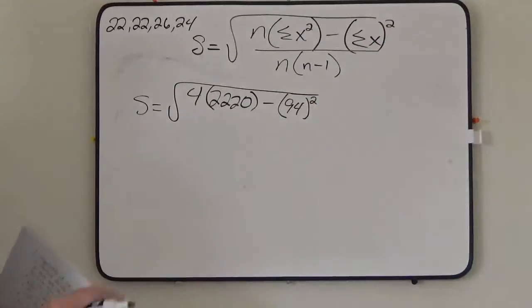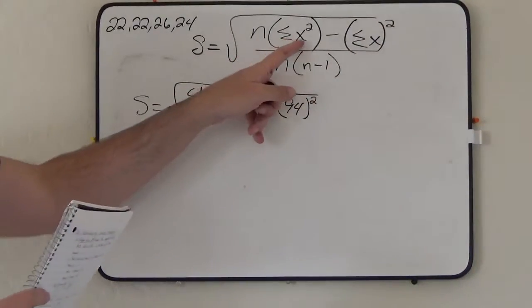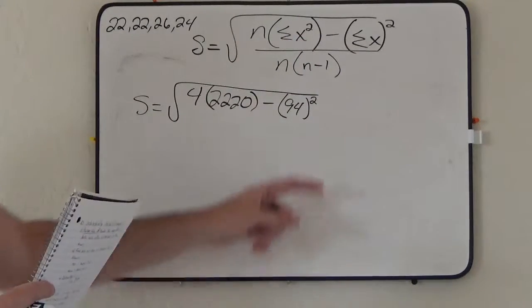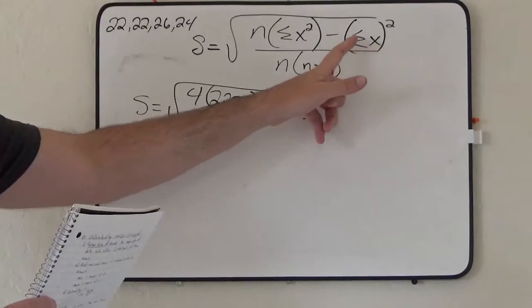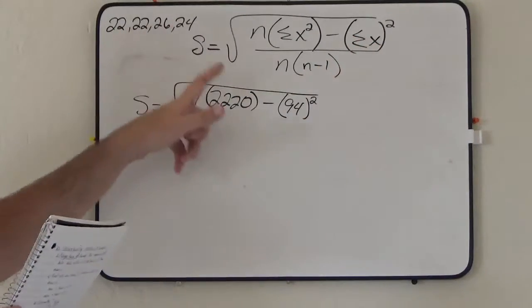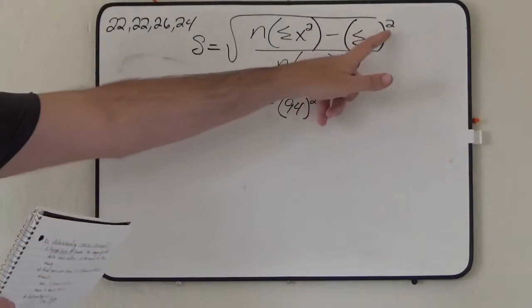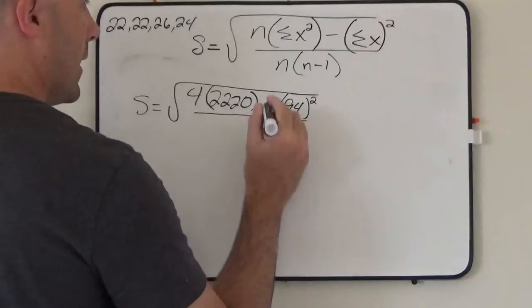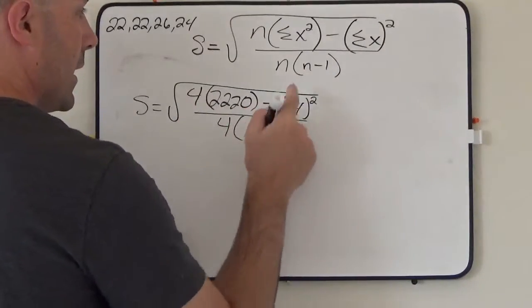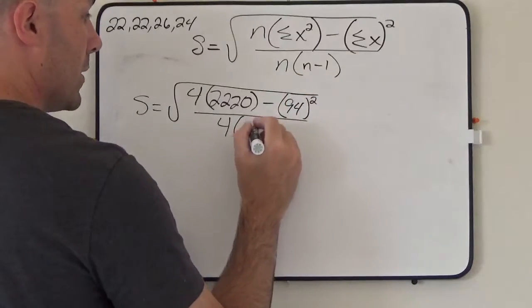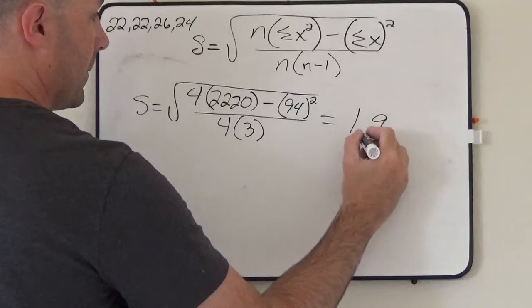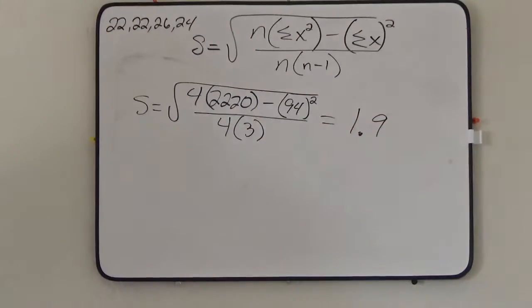Okay, so there's a difference in the two. On the first one, we squared them all and then added the answer to get the sum. On this one, you just take x and find its sum, so you add those together to get 94. And then you're going to square the 94 to get your answer, divided by n, which is 4 again, and then 4 minus 1, which is 3. And when you solve that, it gives you 1.9 in your calculator.